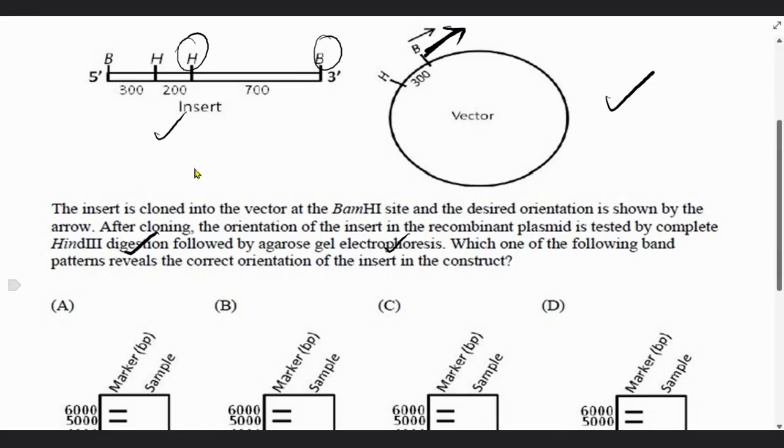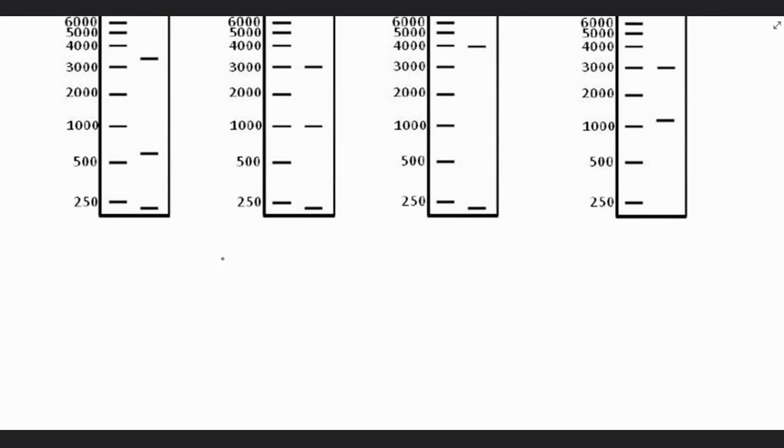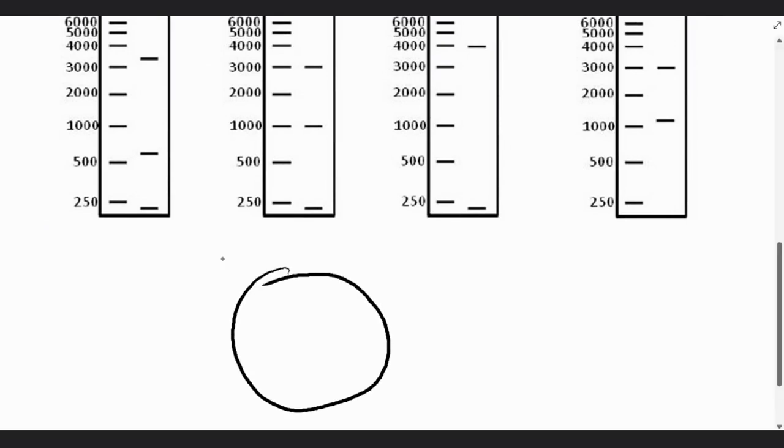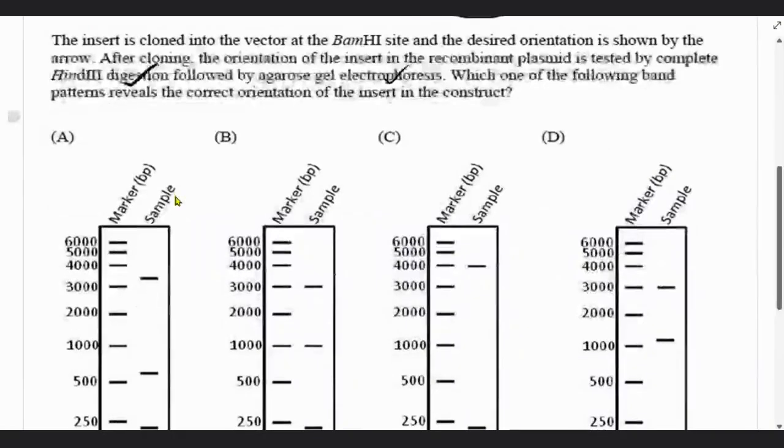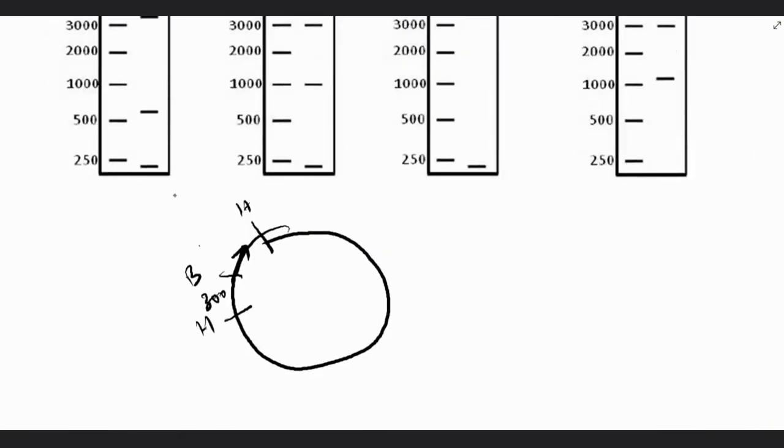So first of all, you should know how the insert is going to look in the plasmid. So this is the plasmid that you have. Here the plasmid already has one HindIII, and there's also another BamHI site in the plasmid already. Now the insert is going to start from here, which means there is one HindIII here. If you look at the insert, let me just draw the insert here again. There is BamHI and HindIII separated by 300 base pairs, followed by another HindIII, which is 200 base pairs, and then you have another BamHI site, which has 700 base pairs.